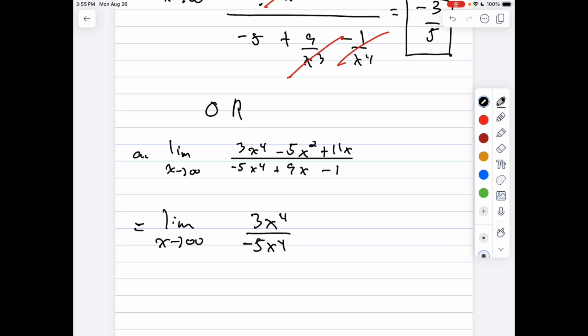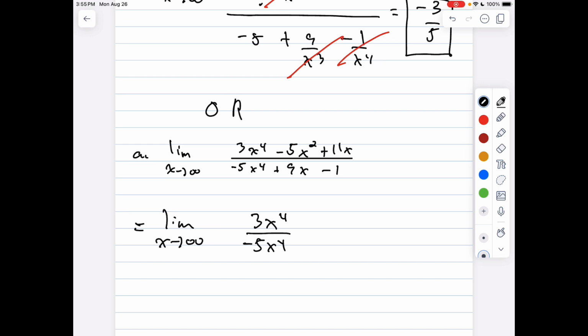As x gets really large, 3x to the 4th is the largest out of minus 5x squared and 11x. Now it's not just important that it's the largest, the other two make almost no difference in comparable size to 3x to the fourth. 3x to the fourth just dominates everything. And likewise, minus 5x to the fourth just dominates everything there.